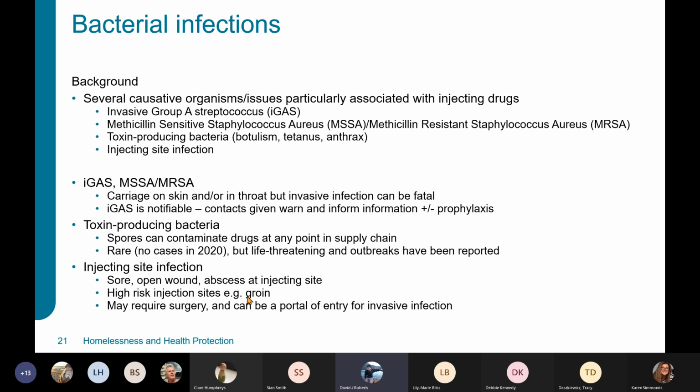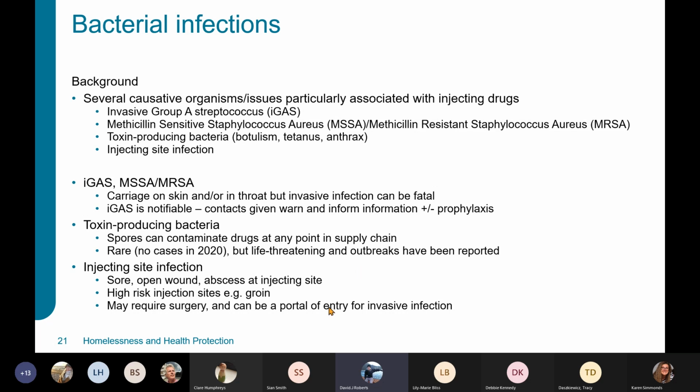It's worth mentioning IGAS specifically, invasive group A streptococcus. This can be carried on the skin and or in your throat, and on any given day, a small percentage of the population will be carrying this, and it won't cause a problem, but it can, in some more susceptible individuals, lead to invasive infections, particularly if there's a portal of entry for infection, like a wound. And invasive infection is very serious and can be fatal. IGAS is notifiable. We do contact tracing around cases and give the contacts warm and informed information. If they're showing signs of early infection, they can have early prophylactic antibiotic treatment.